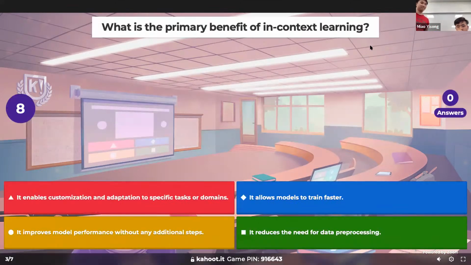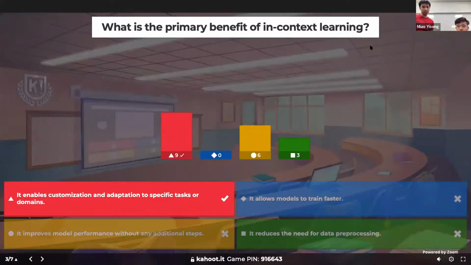What's the primary benefit of in-context learning? Why is it enabling customization and adaptation to specific tasks, right? Honestly, I think it also does improve your model performance, so not really wrong on the yellow one. But for data pre-processing, why is it not true? It's because this one is after you train the model already and you're deploying the model for inference, then you're prompting the model and putting all the examples in that prompt in order to make the model get a better performance.